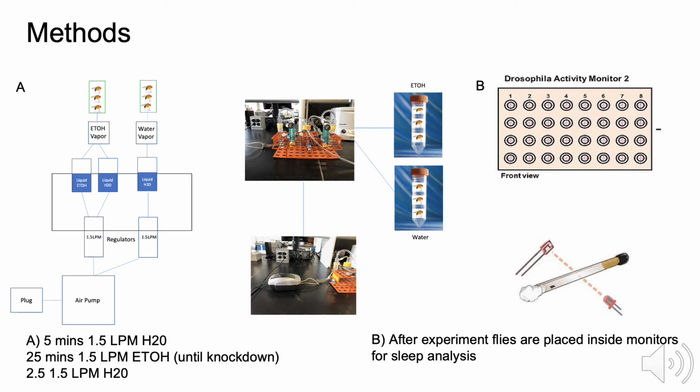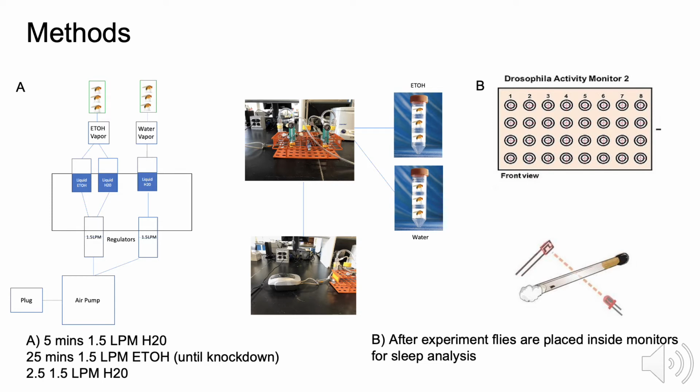In our first set of experiments, we expose flies to ethanol vapor using the chamber in panel A. This is the ethanol chamber, and it consists of an air pump linked to regulators which we use to regulate the flow of air. These regulators are linked to the containers that contain ethanol or water. This circuit turns the liquid ethanol and water into vapor, and we expose flies to this vapor.